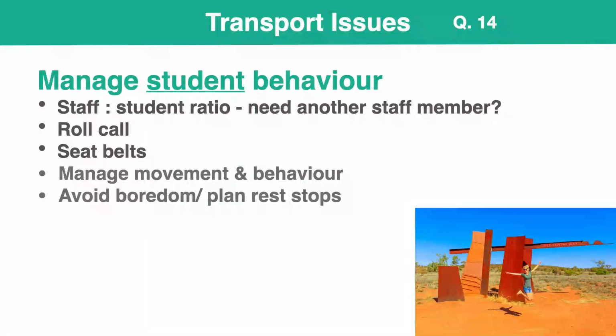The third one, of course, was student behaviour. How are we going to manage student behaviour to make sure that they are safe as we're transporting them? The first big issue really is deciding what staff-student ratio can provide a good duty of care. So is the driver able to keep the students' behaviour good and safe on the bus, or do you need another staff member for that many students? Making sure you've done your roll call and you know where your students are and who you have or haven't got.